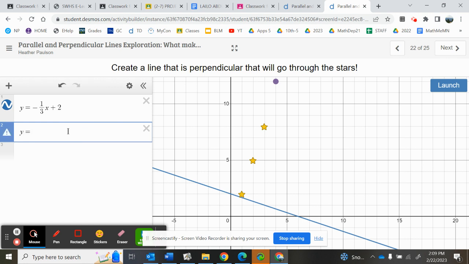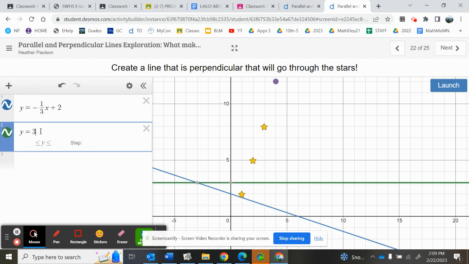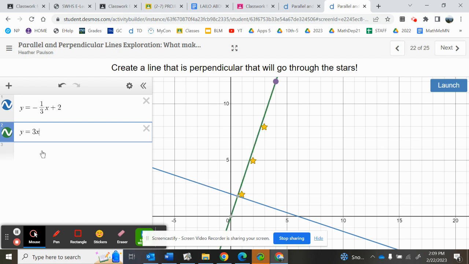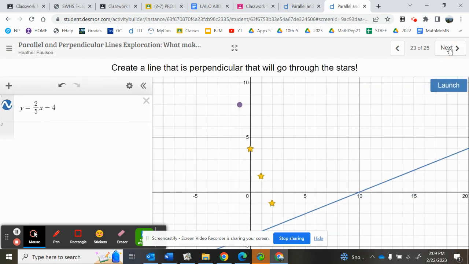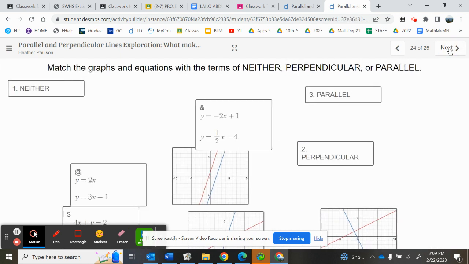Y equals negative. Notice if this slope is negative 1/3, this slope will be positive. But then we just need to bring it down to a y-intercept of, say, 1 or 2. Let's do 2. Do a couple more like that.